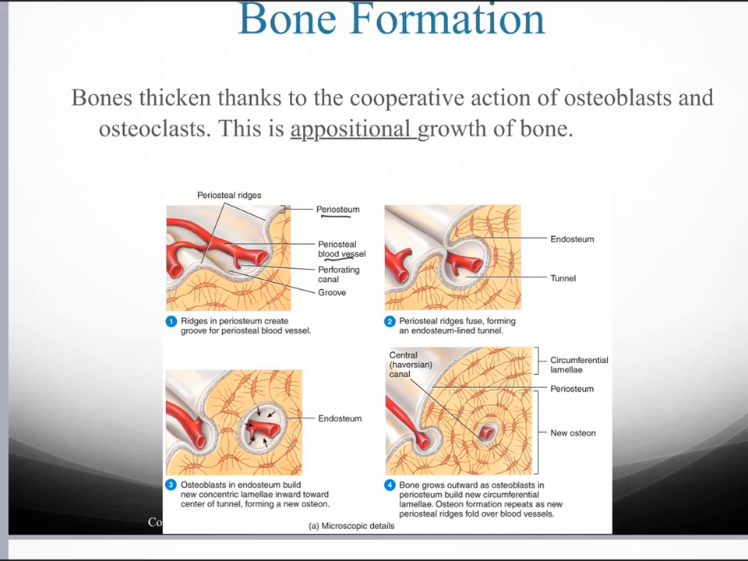Now that tunnel is lined with the endosteum. Step 3, osteoblasts in the endosteum build new concentric lamellae inward towards the center of the tunnel, forming a new osteon. Now, for the 4th and final step, bone's going to grow outward as osteoblasts in the periosteum build new circumferential lamellae. So again, we're making those plates on the outside of the bone. Now the osteon formation repeats as new periosteal ridges fold over blood vessels and start repeating this process to lay down more concentric lamellae, making the bone wider and wider and wider.